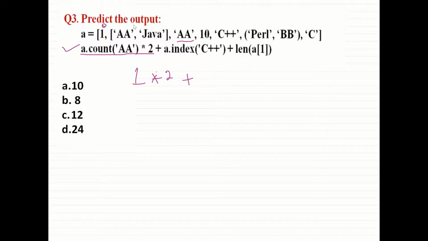So you have to write down the index 0, 1, 2, 3, 4, 5 and 6. So A of index of C++ is 4 plus length of A1. So length of A1, here two elements are there in the nested list. So length of A1 is 2. So the answer will be 2 plus 4 plus 2, which is 8. So the correct answer of this is 8.